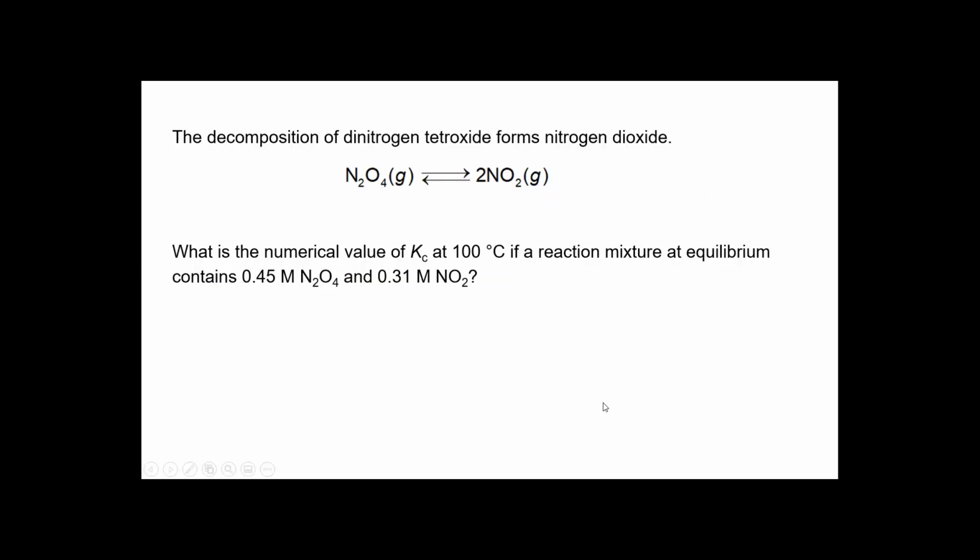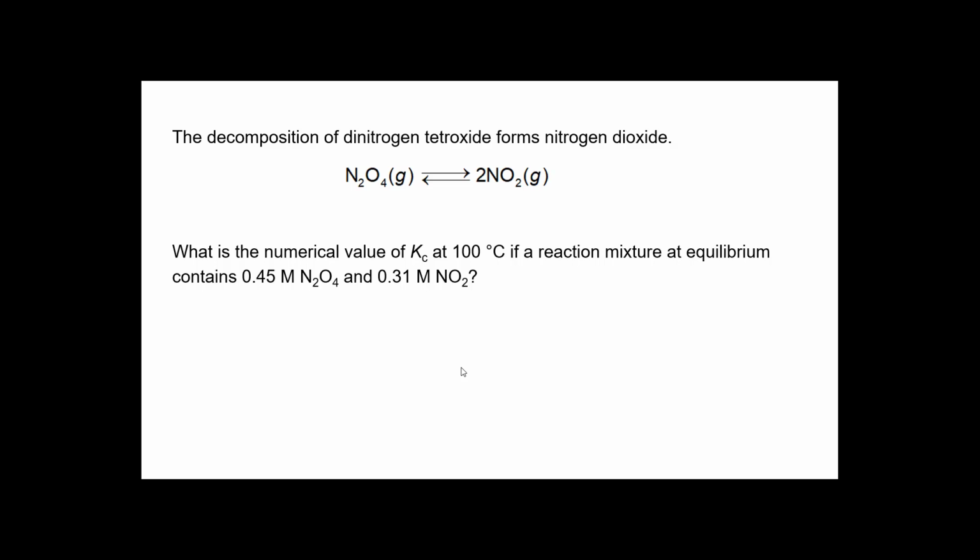Okay, so let's take a look at another problem. The decomposition of dinitrogen tetroxide forms nitrogen dioxide. Here we have a balanced equation. What is the numerical value of the equilibrium constant at 100 degrees Celsius if a reaction mixture at equilibrium contains 0.45 molar and 0.31 molar?